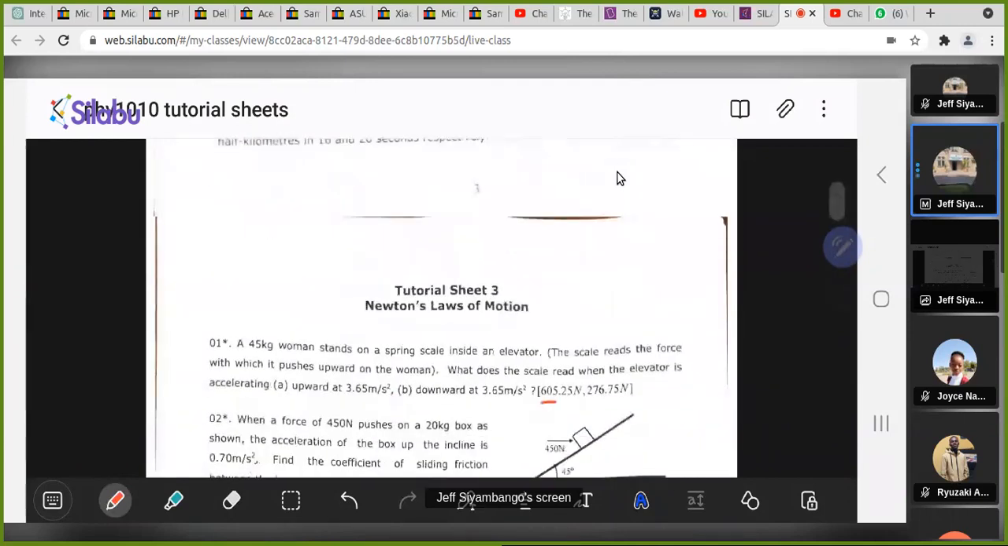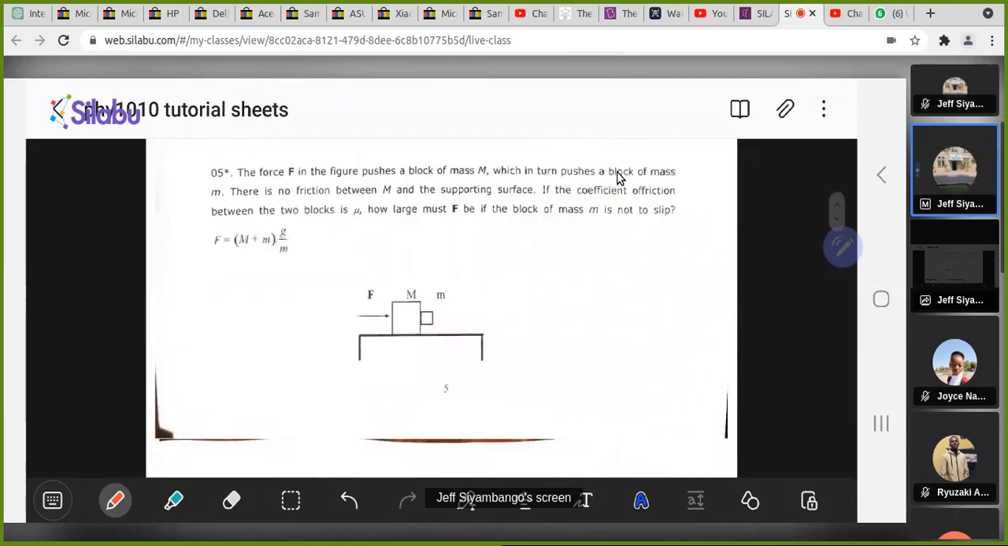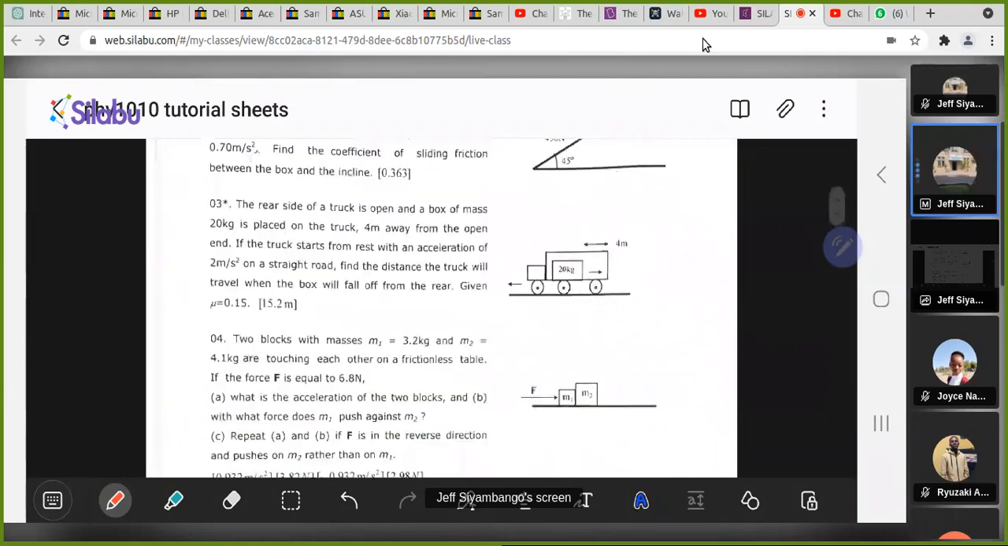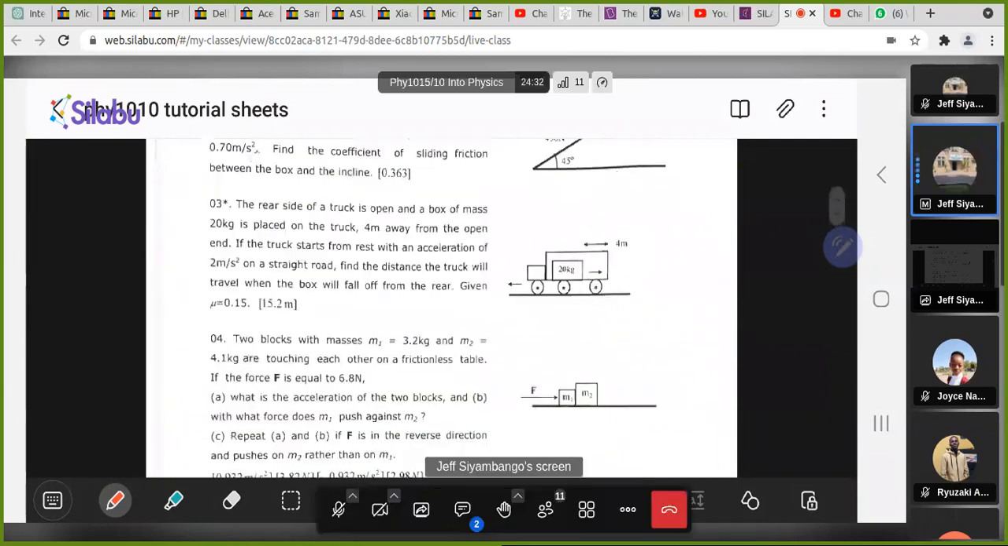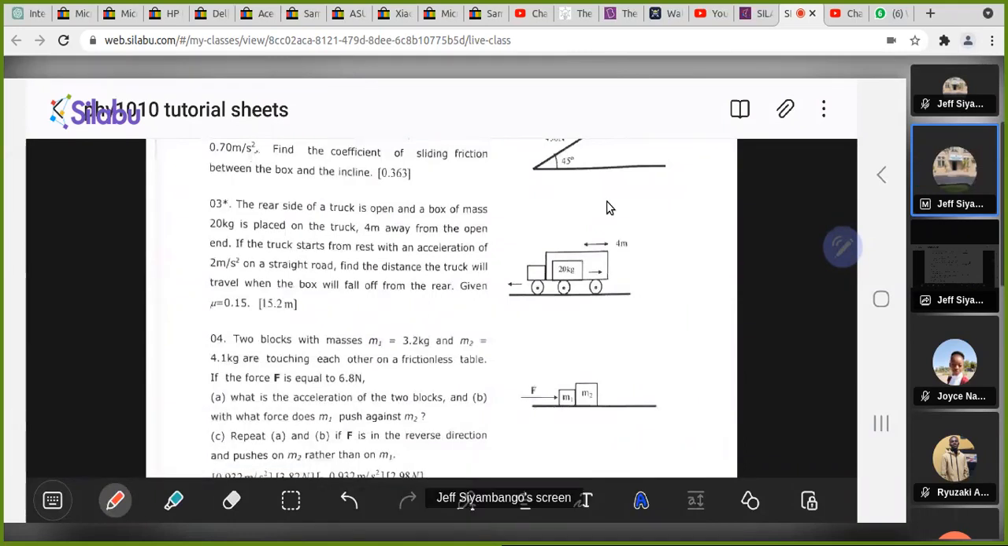605, yes. 276, yes, it does. So this matches the answers which we were given. And I can actually even ask you guys one question. When do you feel the heaviest? Let's say you are in an elevator. When do you feel heavy? When the elevator is going up or when the elevator is going down? Try to imagine or think about the time you were in an elevator.